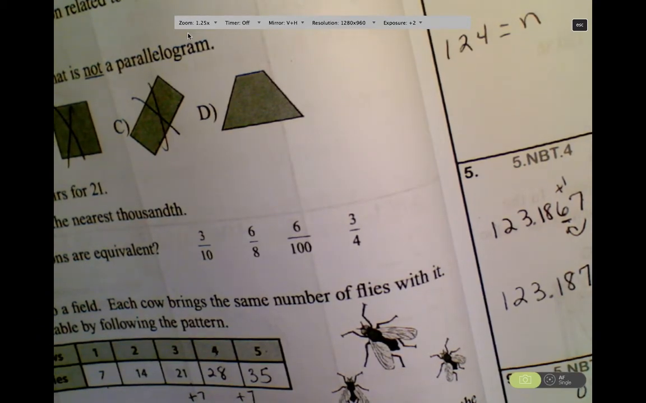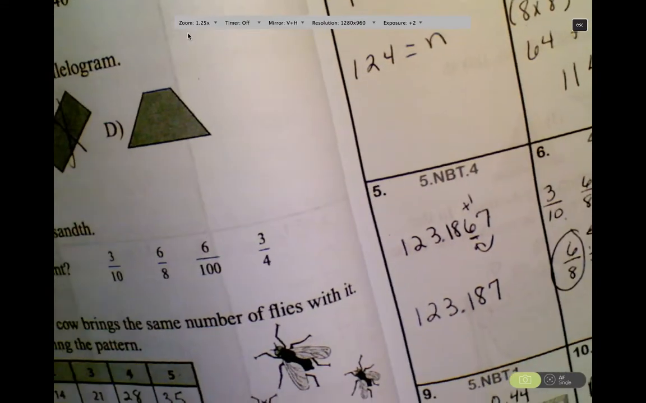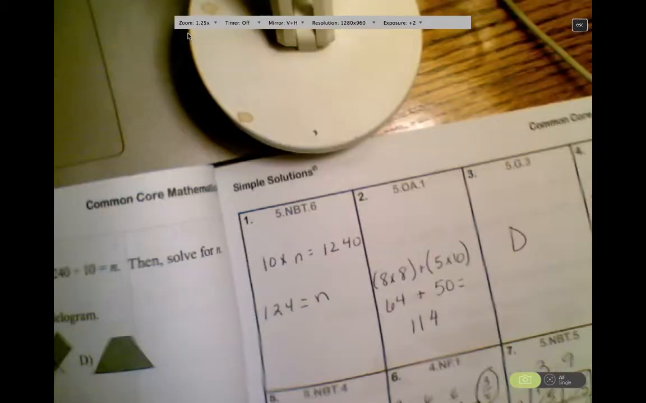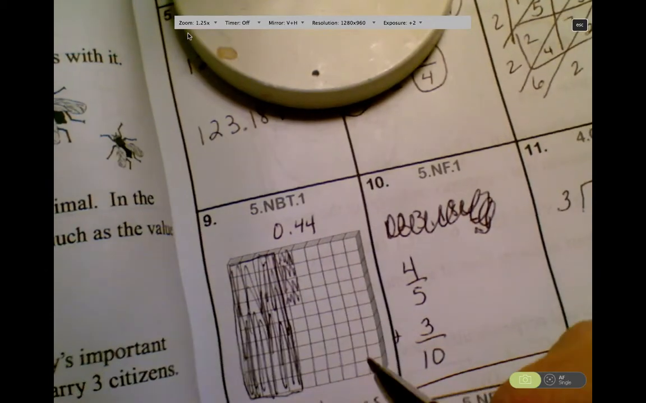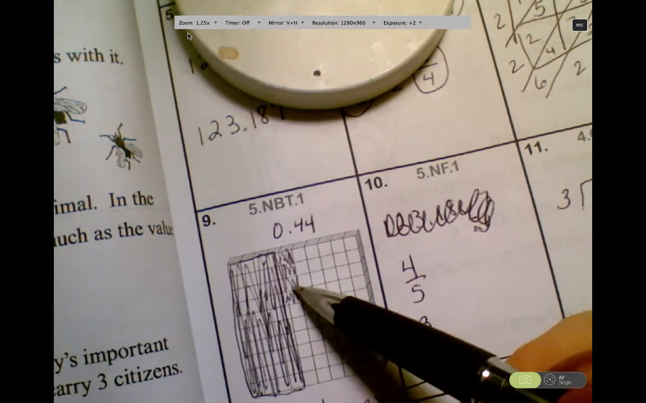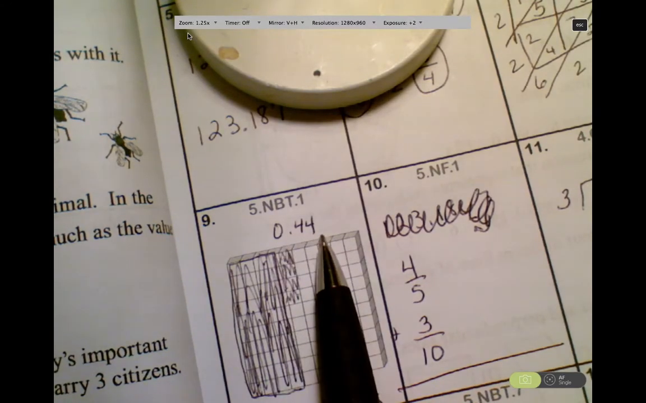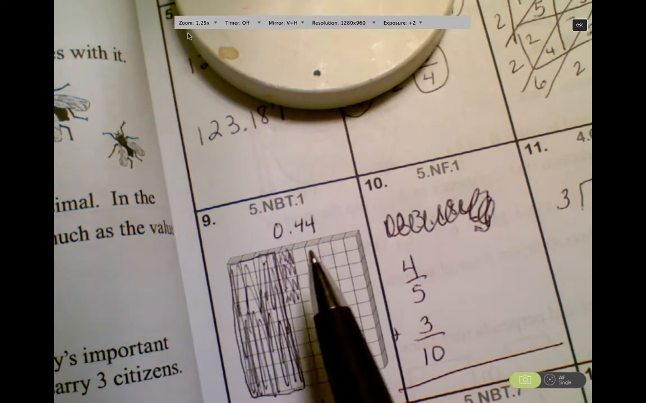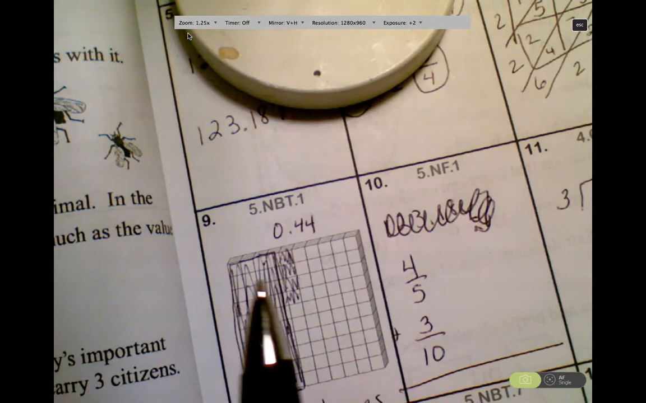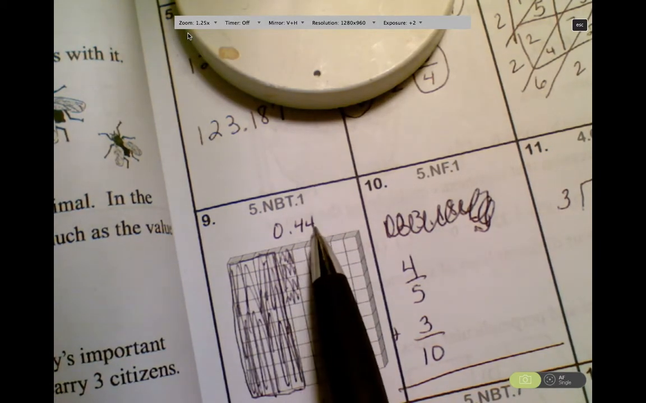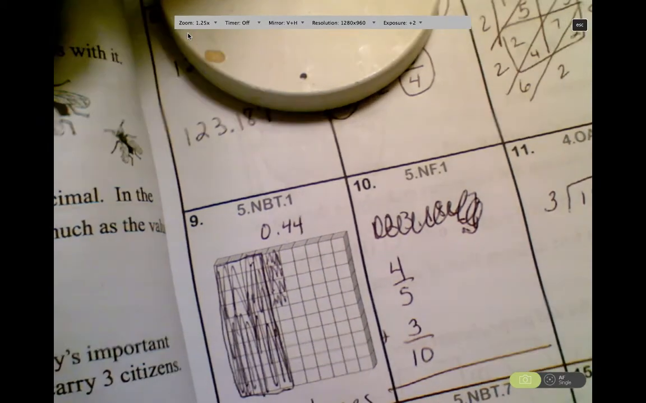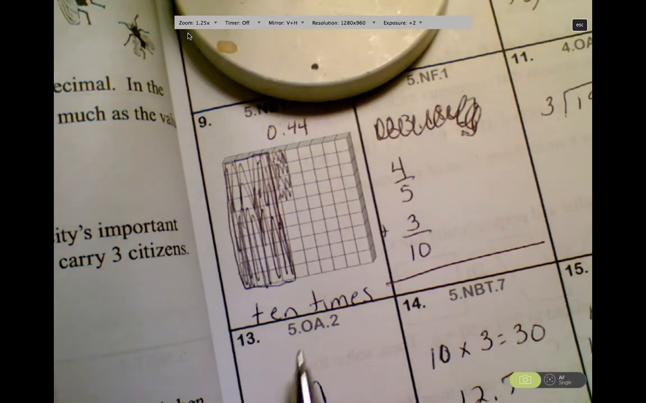The next thing I'm going to do is take a look at my fraction model. So let's put this down here. And I have to color in 44 hundredths. So I'm going to color in 44 out of my 100. I would write it like this. They want to know how much more is my 10th place than my thousandths place. And it is 10 times more.